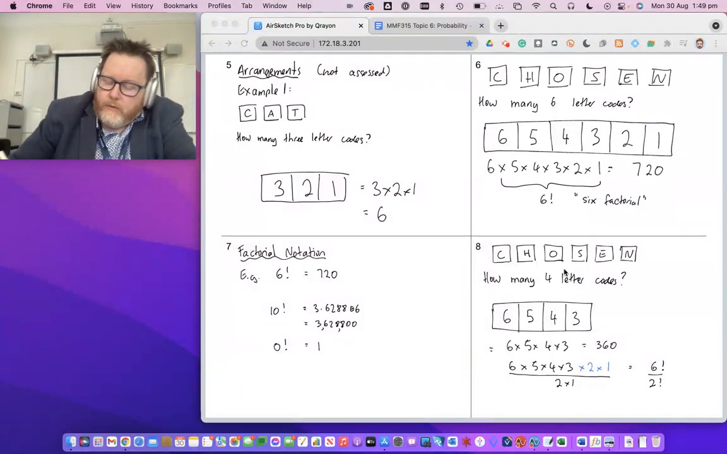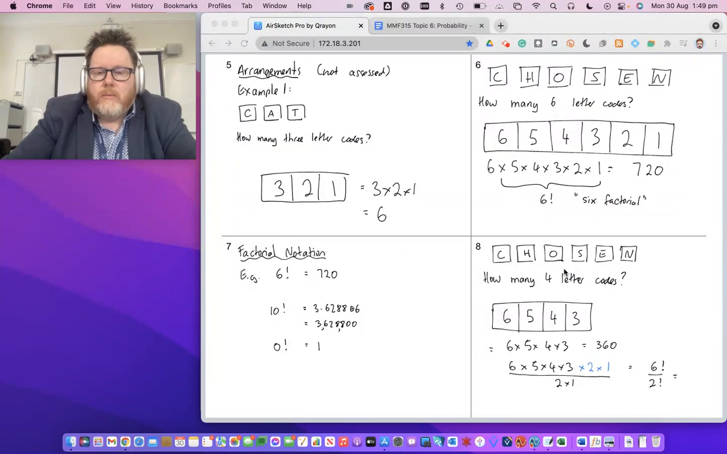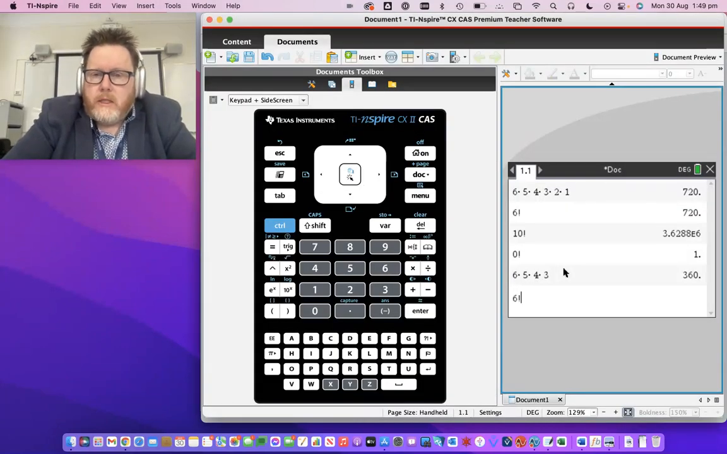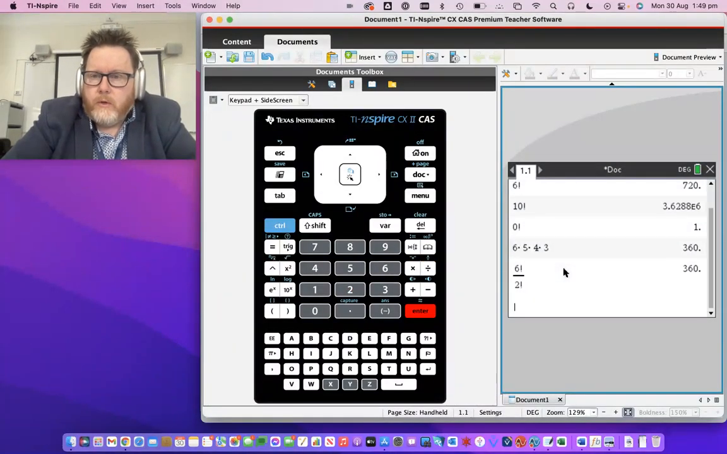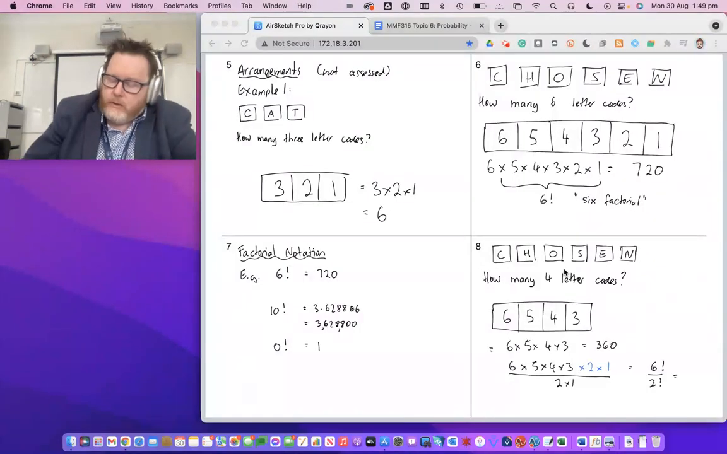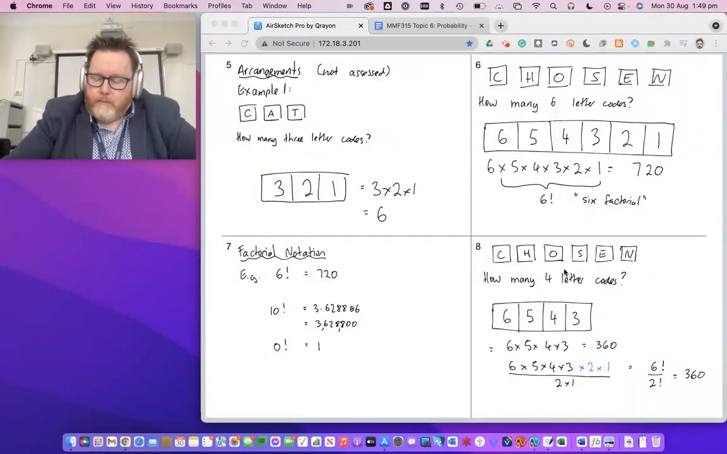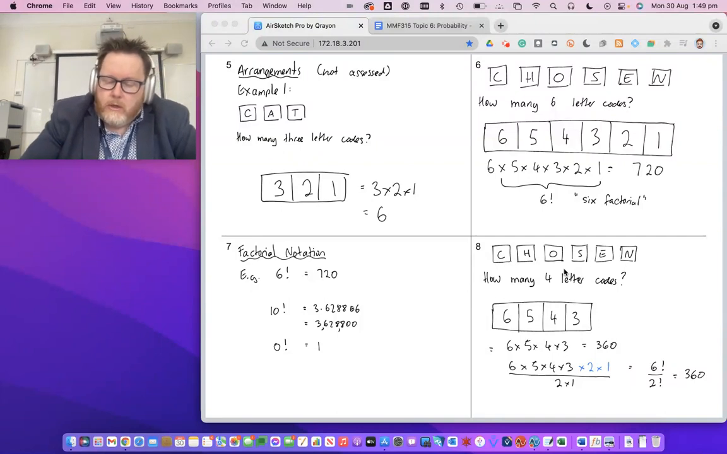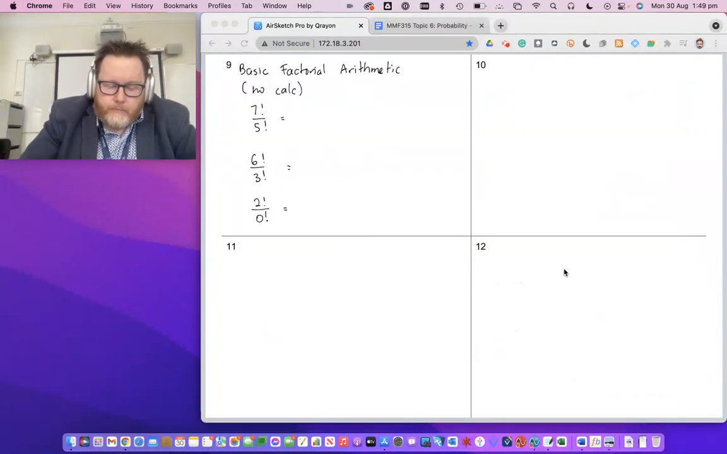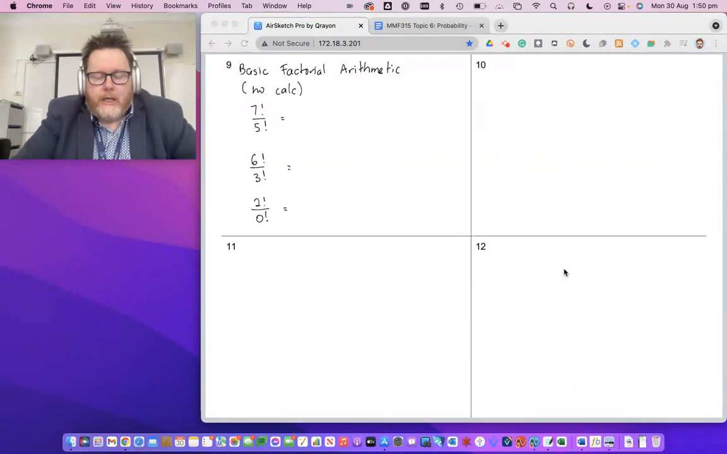So I've got 6 factorial over 2 factorial, which I can do on my calculator nice and quickly. 6 factorial divided by 2 factorial, and I do get 360 as well. So it's very, very handy, that particular shortcut to use. So let's have a look at a couple of calculations to finish off the video, and then you'll be ready to do 10b, just a few problems from 10b.